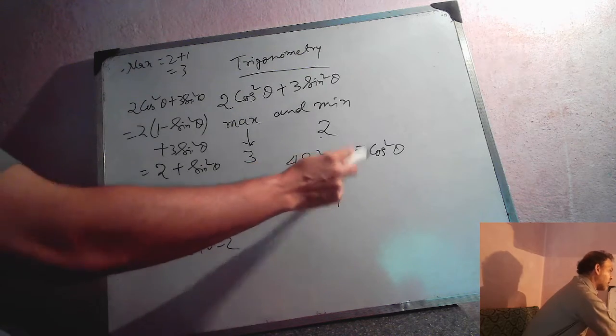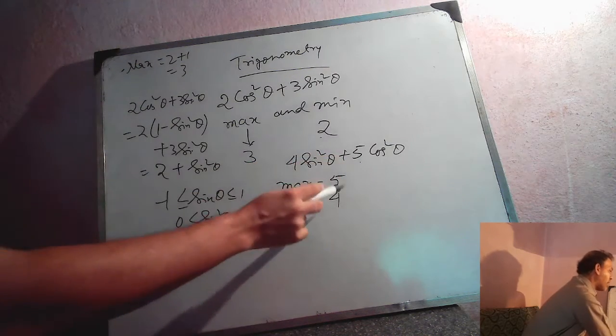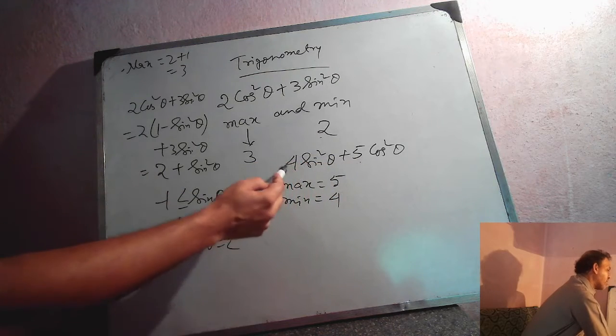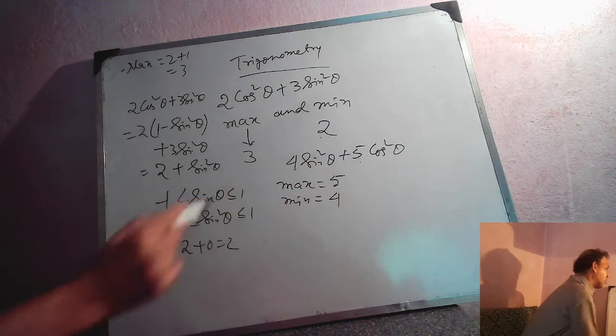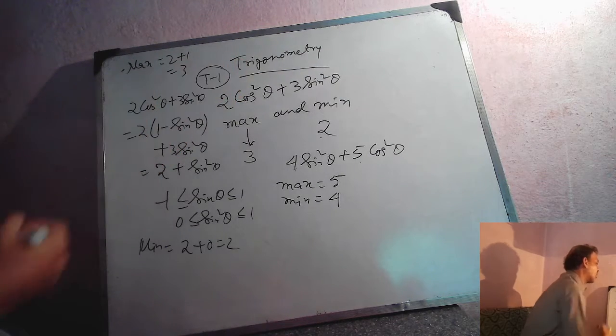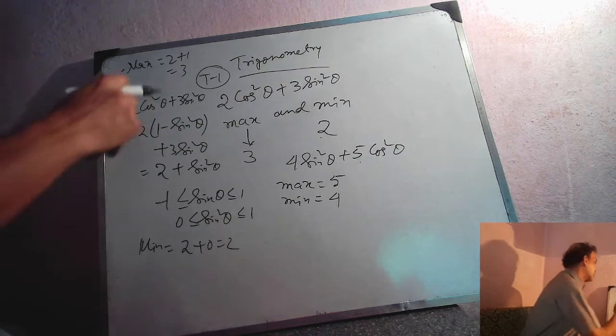4 sin square theta plus 5 cos square theta. Maximum will be 5. Which one is more? 5 is more, so our answer will be 5. And the minimum value will be 4. This is trick 1. T1 means trick 1. Next trick.